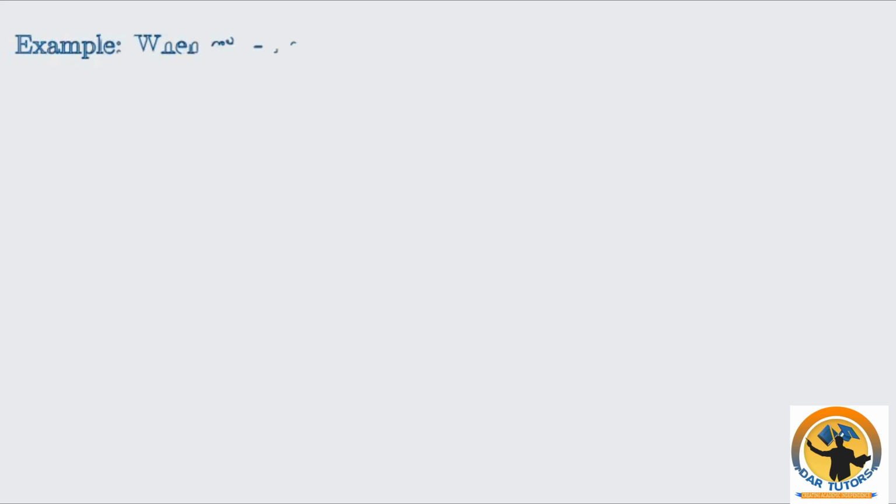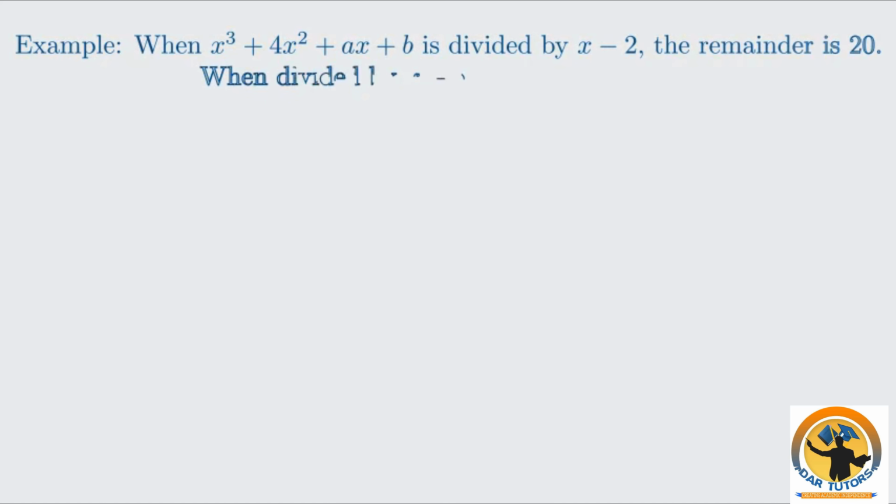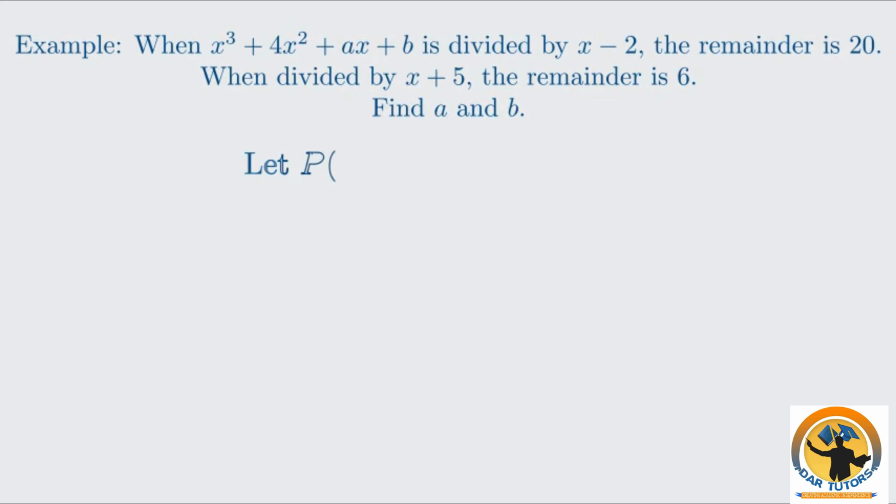The problem states that when the polynomial x cubed plus 4x squared plus ax plus b is divided by x minus 2, the remainder is 20. And when it's divided by x plus 5, the remainder is 6. We need to find the values of the constants a and b. Let's define our polynomial as p of x. We have two pieces of information, which will allow us to create a system of two equations with two unknowns, a and b.